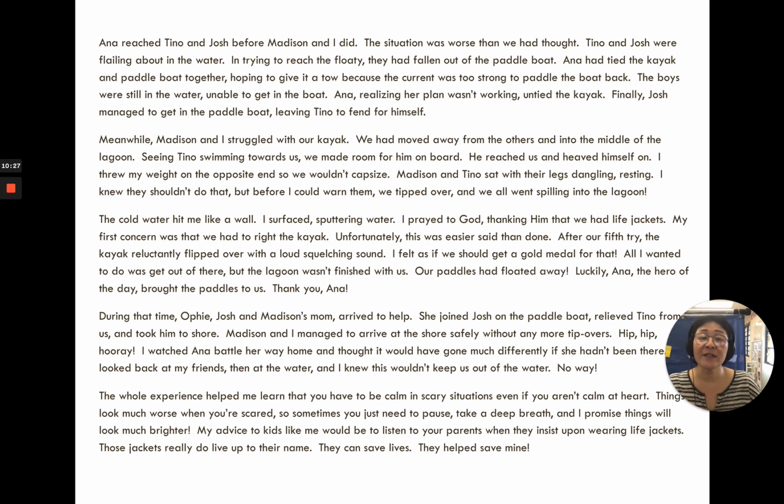Unfortunately, this was easier said than done. After our 5th try, the kayak reluctantly flipped over with a loud squelching sound. I felt as if we should get a gold medal for that. All I wanted to do was get out of there, but the lagoon wasn't finished with us. Our paddles had floated away. Luckily, Anna, the hero of the day, brought the paddles to us.